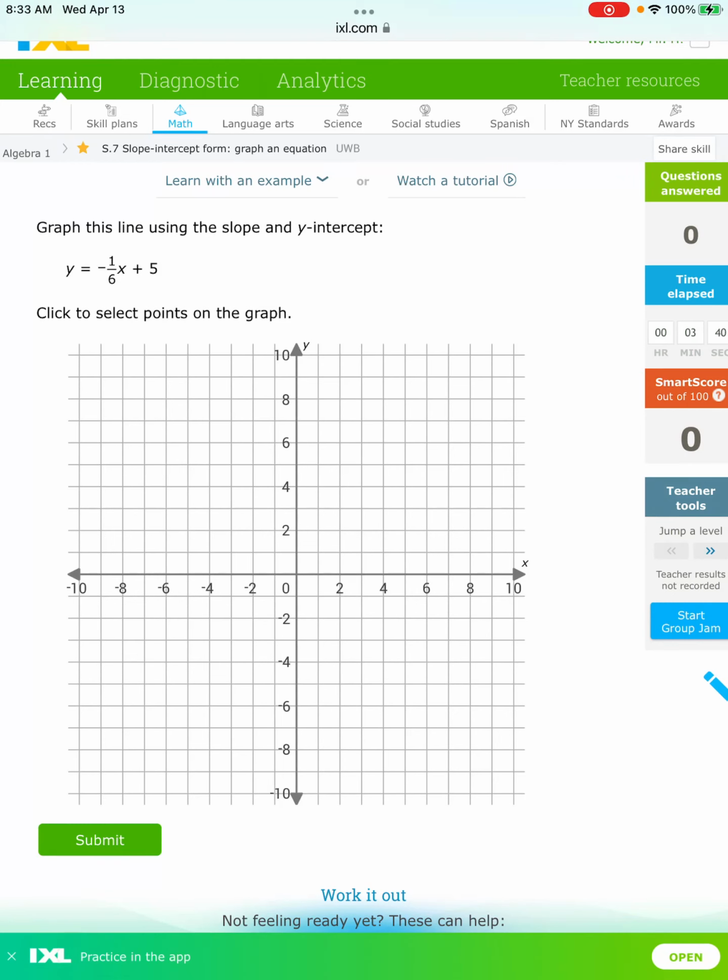All right, so I am going to do another quick video for S.7 slope intercept form. We're going to be graphing an equation. Some of the students struggled with this.